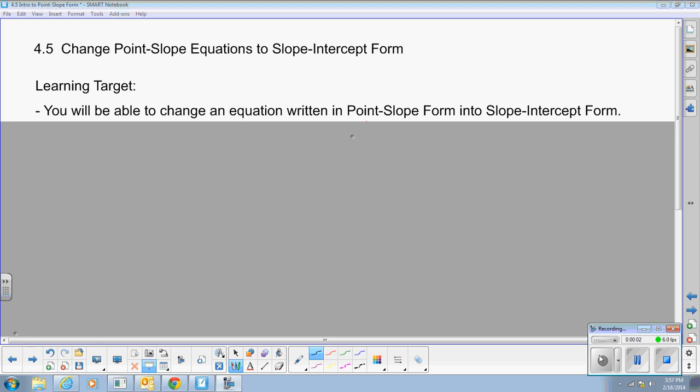On our second piece of lesson 4.5, working with point slope formula, we're going to be changing point slope equations to slope-intercept form. My learning target for you is that you're going to be able to change an equation written in point slope form into slope-intercept form. Now this will mean us using some of our equation skills.